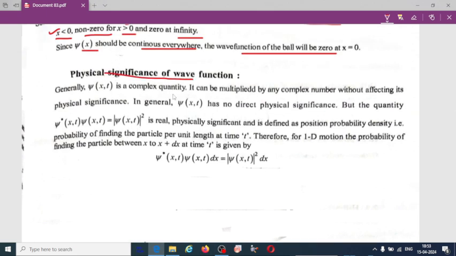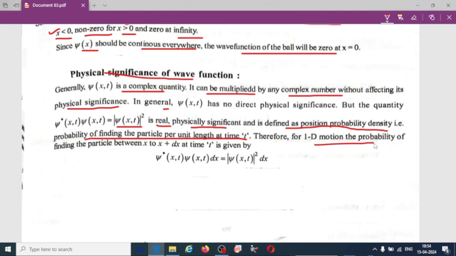Physical significance of wave function. Generally, wave function is a complex quantity. It can be multiplied by any complex number without affecting its physical significance. So, in general, the wave function has no direct physical significance. As I said, usually we denote the square of the mod of the wave function, psi of x comma t mod squared, which is a real physical quantity with physical significance and is defined as the position probability density, the probability of finding the particle per unit length at time t.